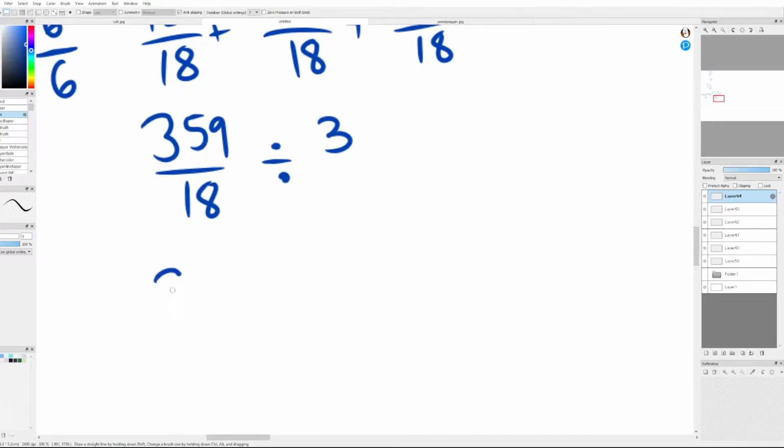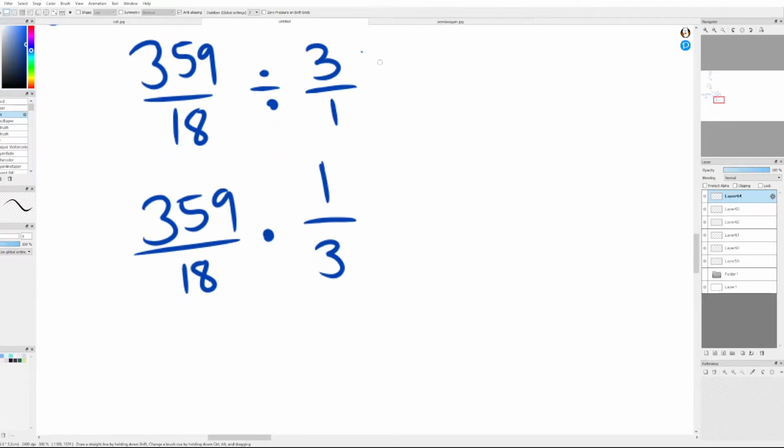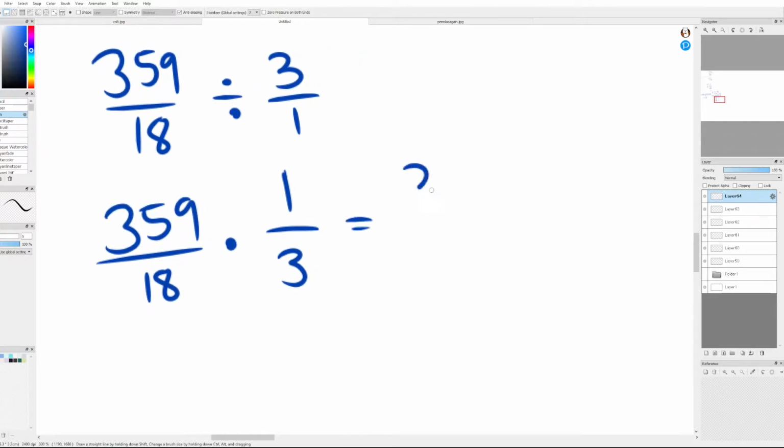When you're dividing fractions, what we can do is keep our first number normal, but we can flip the other side to its inverse, because 3 is really just 3 over 1, because anything divided by 1 is itself. And when we're dividing, we can flip it to a multiplication sign, just as long as we flip the denominator with the numerator, the inverse. So 359 over 18 times 3, which is 54.